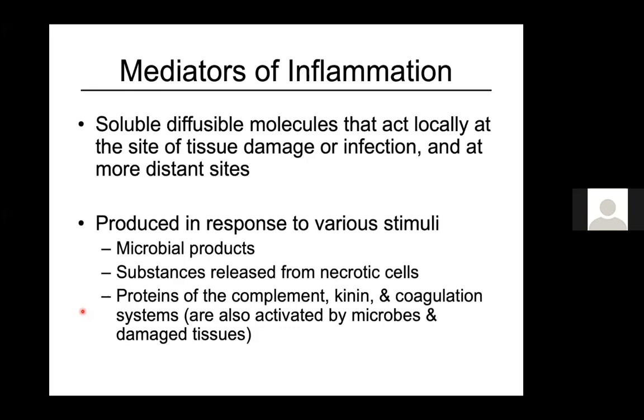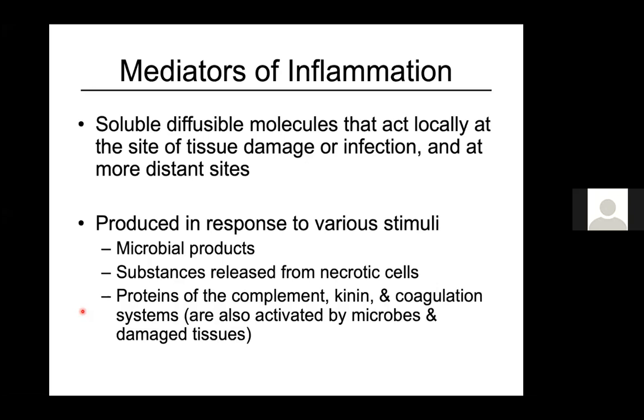I just want to now mention the mediators. These are soluble diffusible molecules, which would act either locally at the site of tissue damage or infection, or at more distant sites, okay? A distant site, for example, would be, I showed you that picture where you get some of the cytokines acting on the hypothalamus in the brain, even if the inflammation is probably in the thigh, okay? Maybe someone has had a thigh injury or some sort of cellulitis with an infection in the thigh, okay?